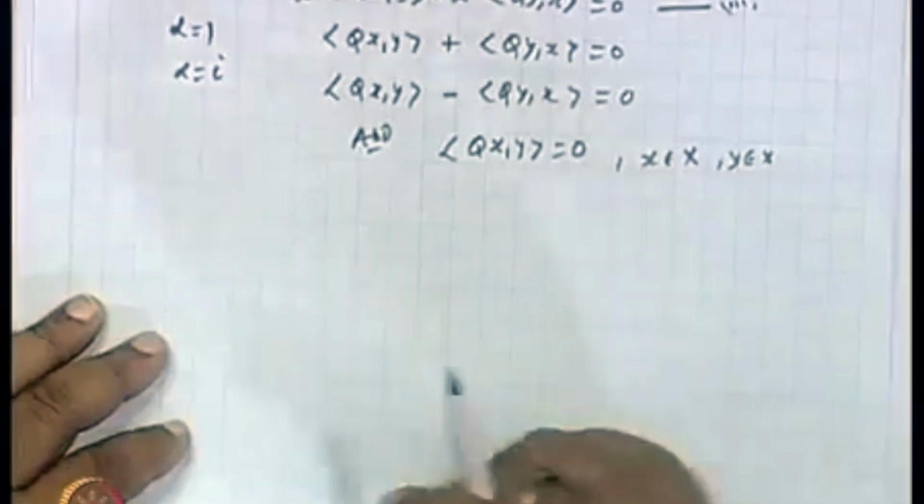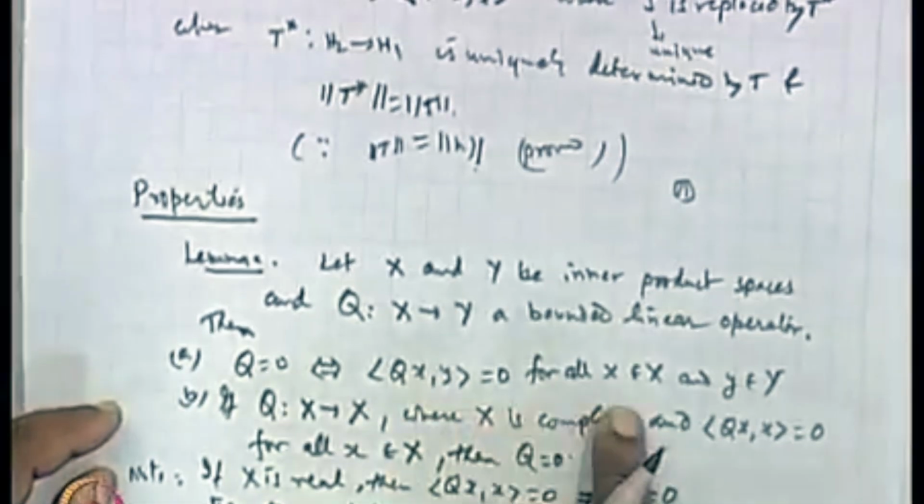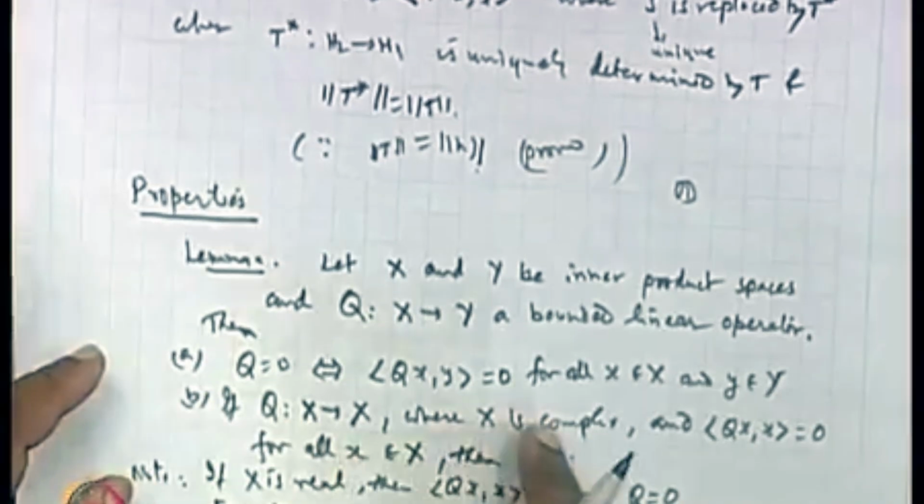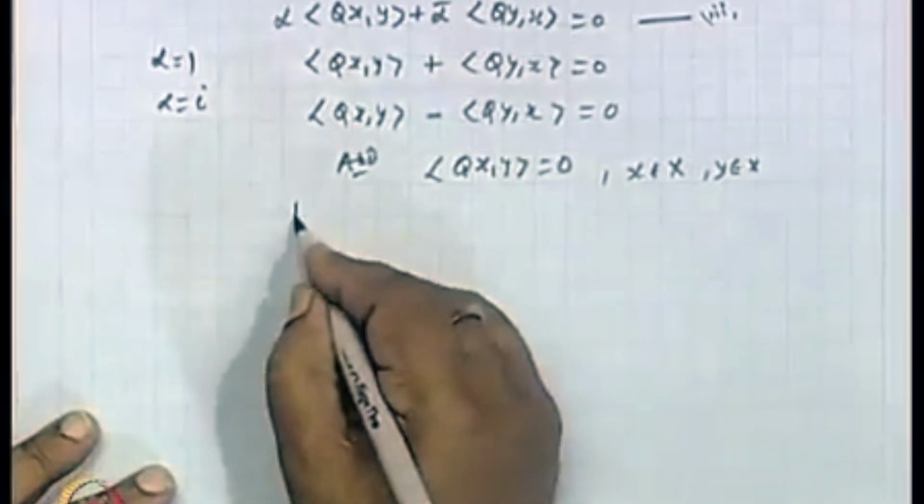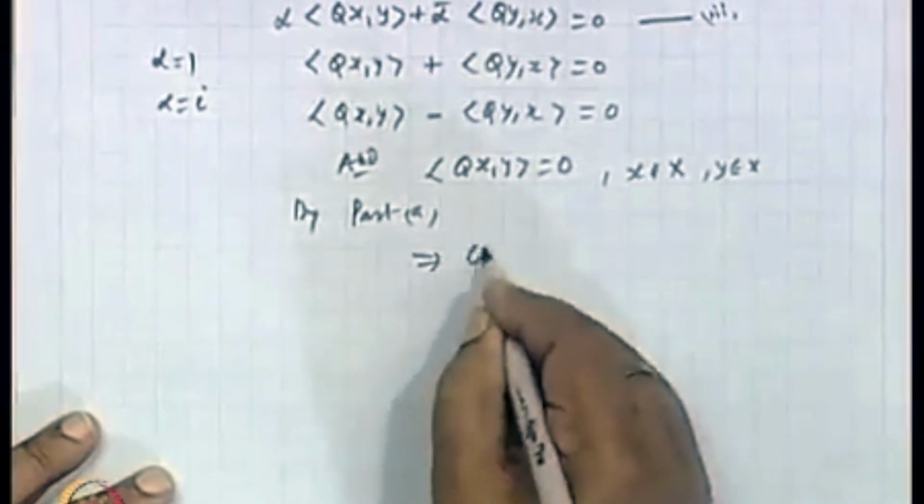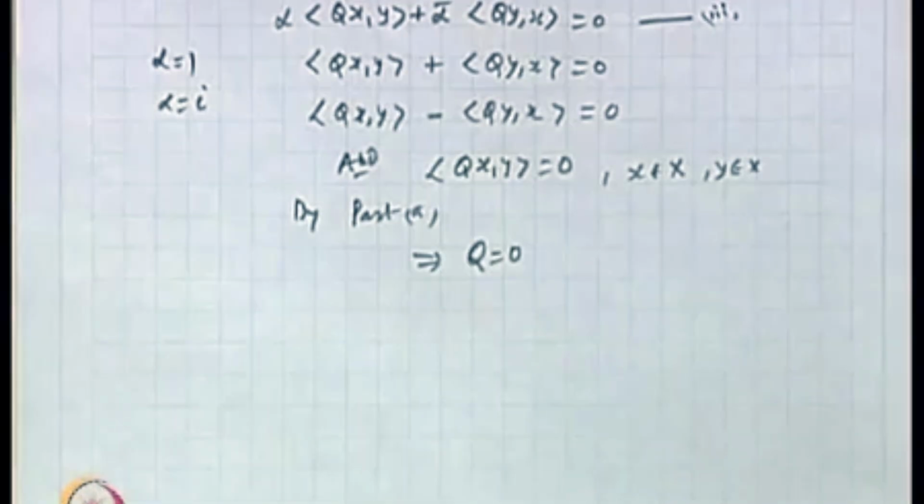Agreed? Where x belongs to capital X, y belongs to capital X. Now this is the previous result, part A. If you remember, what is the A part? Part A says if ⟨Qx, y⟩ is 0 for all x belongs to X and y belongs to X, then Q must be 0. So it is the same, only x is replaced. So from the previous part A, this implies Q must be 0. Okay, clear?